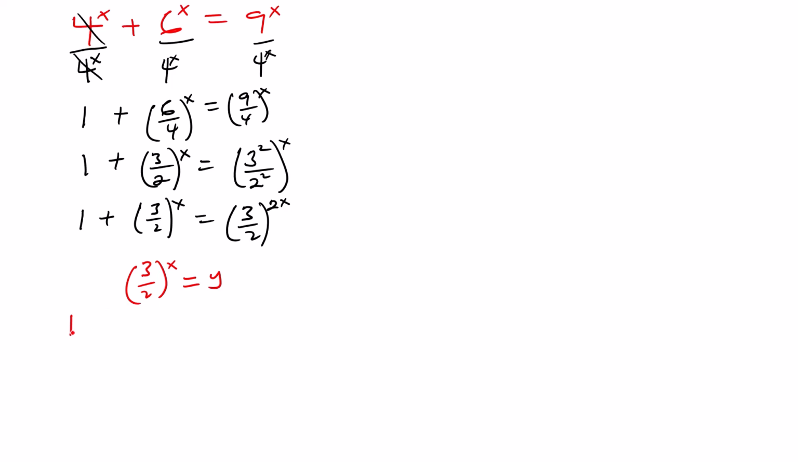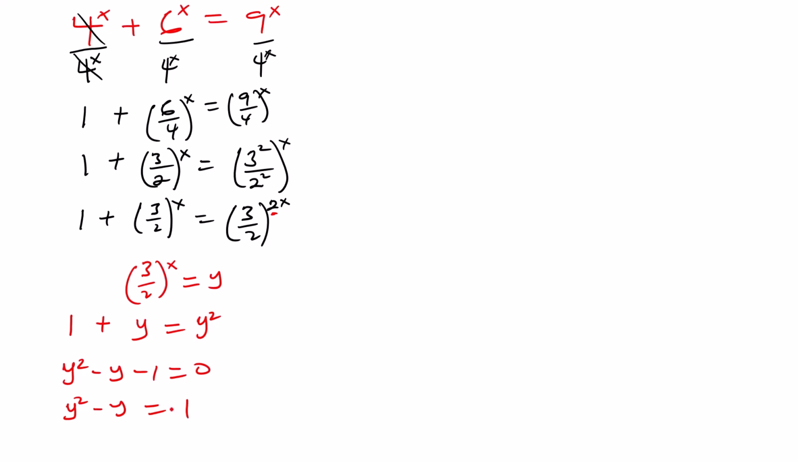Okay, so my next step: 1 plus y equals, so I'll put y here, but I have squared there, 2. Okay, so this one is a quadratic. Let's arrange it: y squared minus y minus 1 equal to 0. Now let's use the method of completing the square to solve this. So we have y squared minus y equals 1.